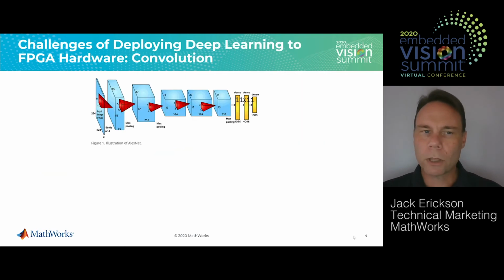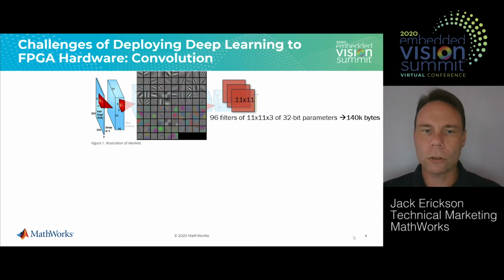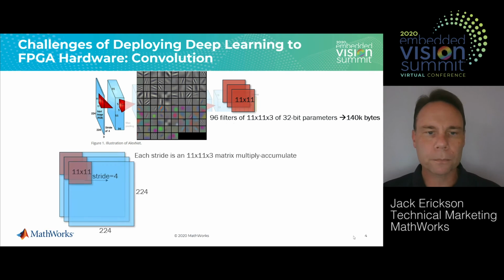To visualize what that looks like, if we take a simple deep learning network like AlexNet and just look at the first convolutional layer, when that image frame comes in, you slide these filters across. It's 96 filters, and for RGB, it's 3 deep, and they're 11 by 11. Single precision floating point is 32 bits. So that's 140K bytes, which is not too bad.